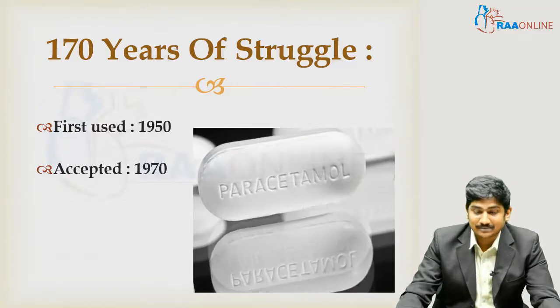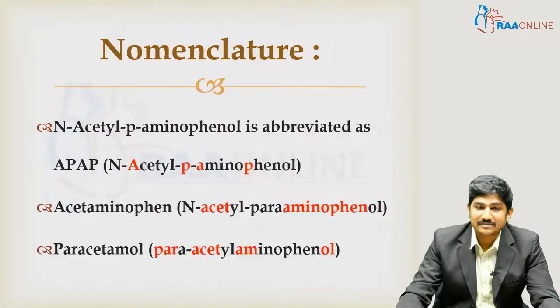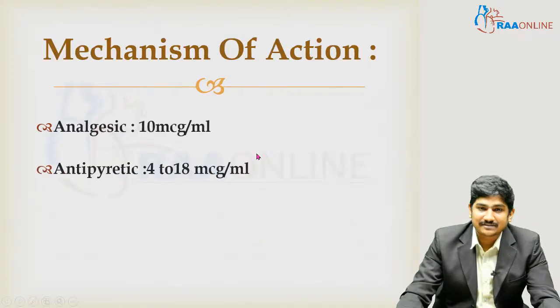Hope you are aware that billions of paracetamol tablets are sold worldwide per annum. So how does this nomenclature come up? N-acetyl para-aminophenol is abbreviated as APAP. We call it acetaminophen because of this nature, acetaminofen, and in India we call it paracetamol because para-acetamol. So this is the nomenclature.